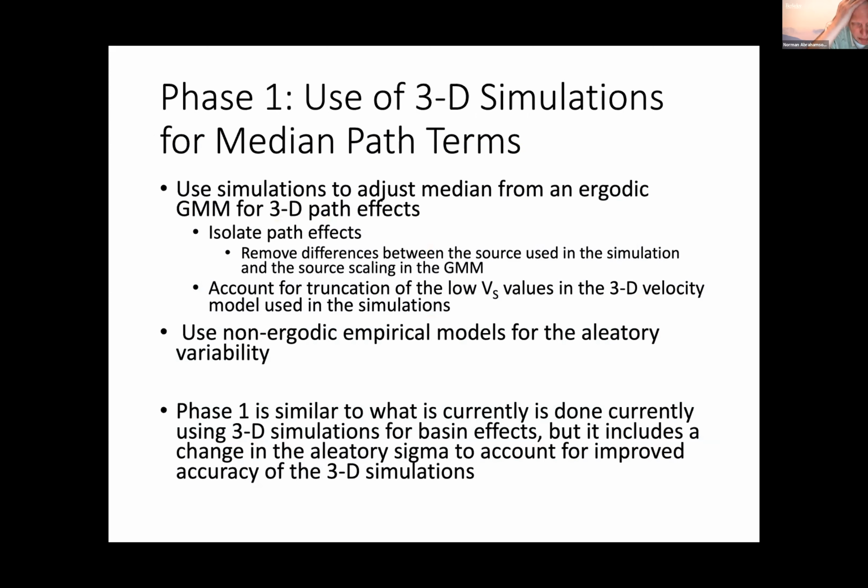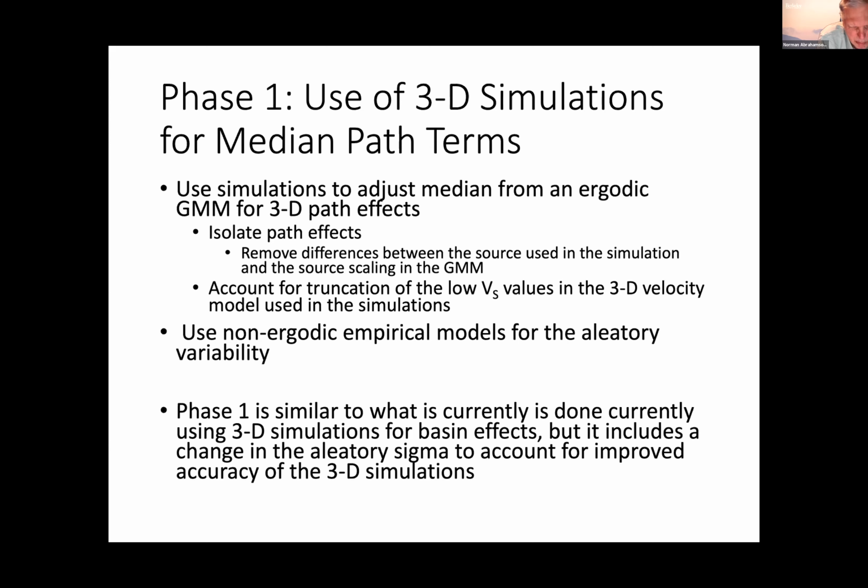So when we're trying with phase one to get started, we're going to, again, use the simulations to adjust the median from an ergodic model for 3D path effects. So we need to isolate the path effects. And our goal is to remove the differences between the source models, source scaling in the simulation and the source scaling in the ground motion model. So we're going to keep the source scaling in the ground motion model in this step and account for, though, the truncation of the low VS values, right? So the truncation of the velocity structure has to be dealt with. And then, as I said before, we're using non-ergodic models for the aleatory variability.